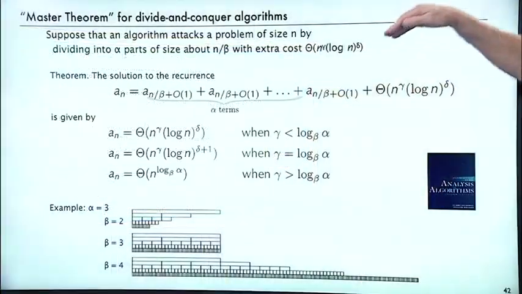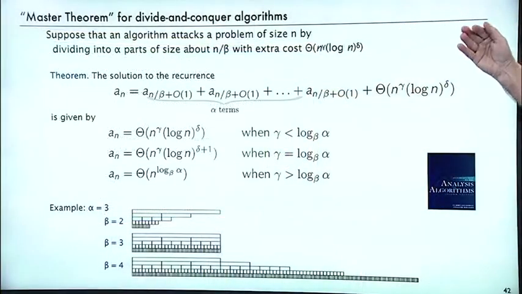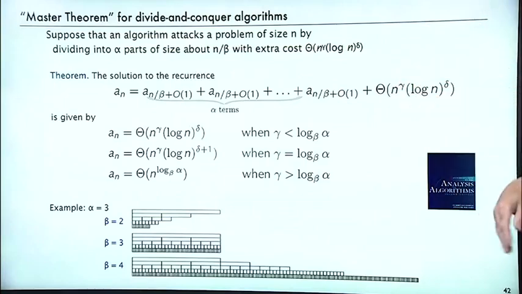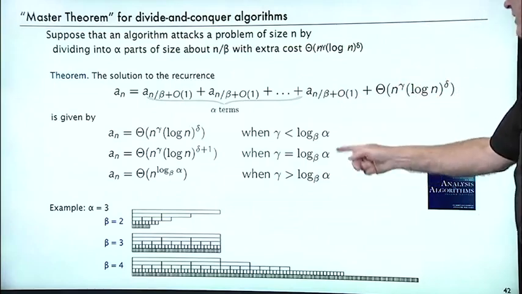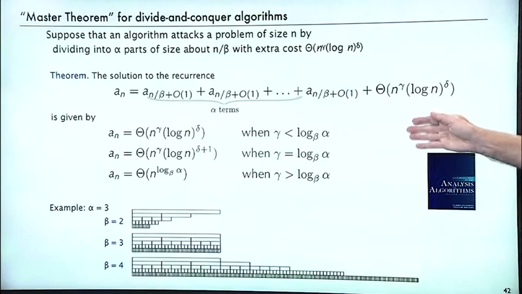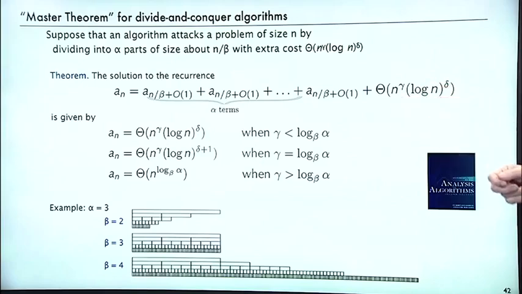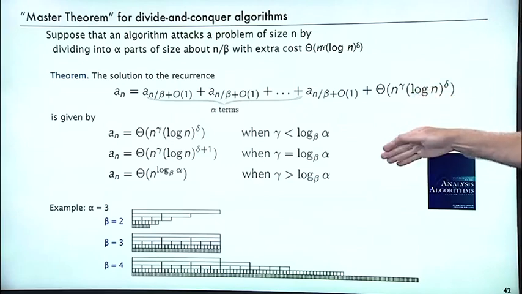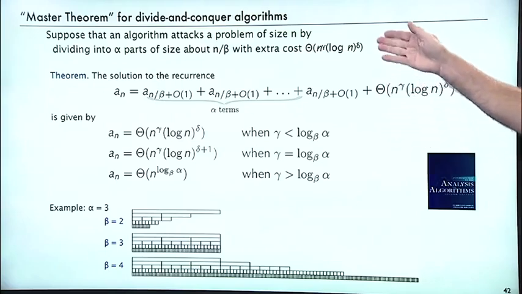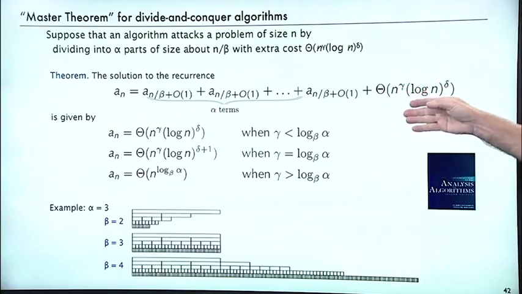And every time you divide by beta, you keep going until you get to 1, so that's the log beta of n. This should say n, not alpha. So with log n steps, you get down to a problem size of 1, so that's where you get the extra log n factor.